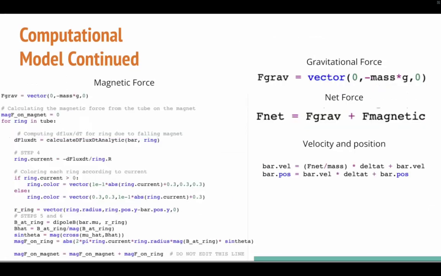The continued computational model shows the magnetic force on the left, which is the force of the magnet on the ring and the force of the ring on the magnet, for the total forces acting on the system. Other calculations include d flux over dt, the ring and current, and coloring each ring according to its current. Gravitational force is shown on the right. Net force is also shown as force of gravity plus force of magnetic, and the velocity and position calculations are shown at the bottom right.